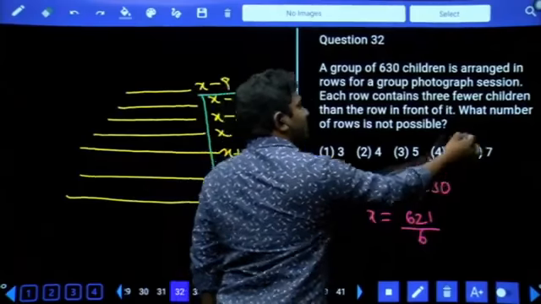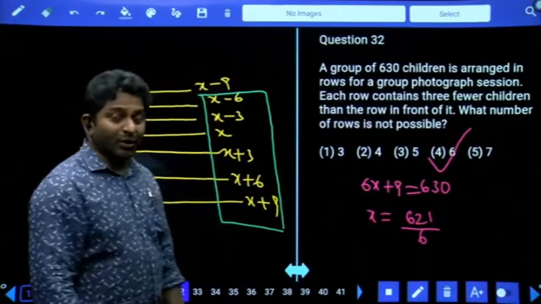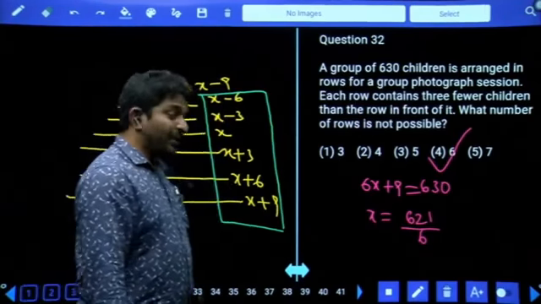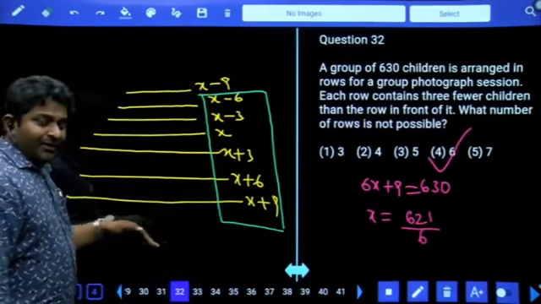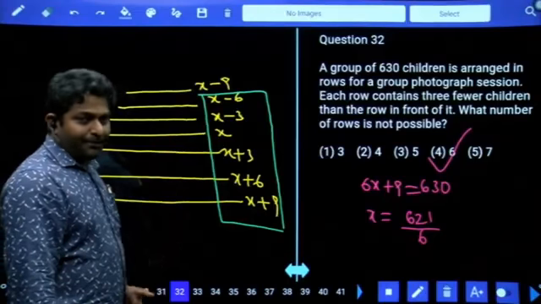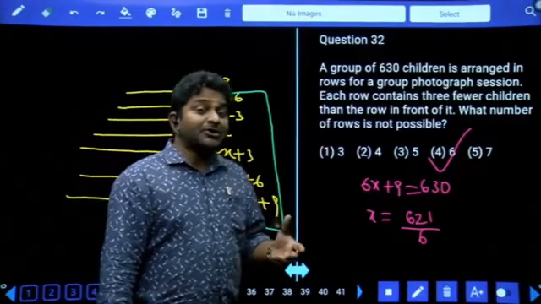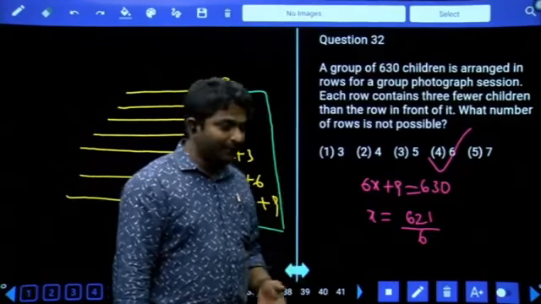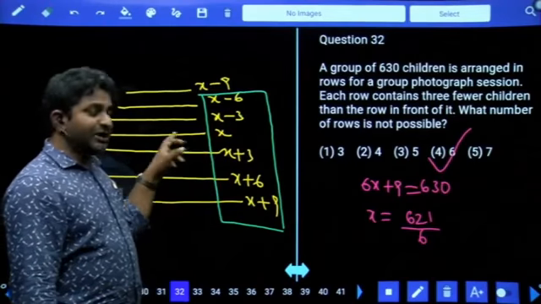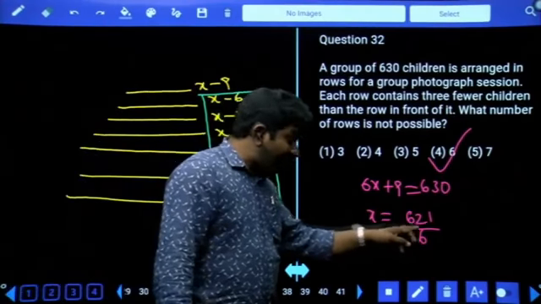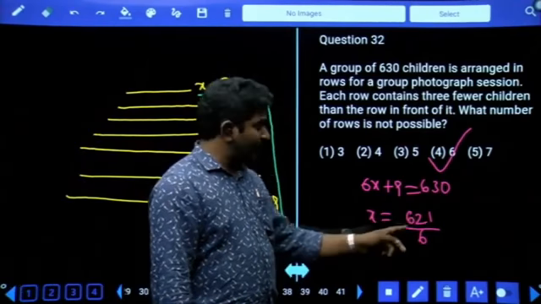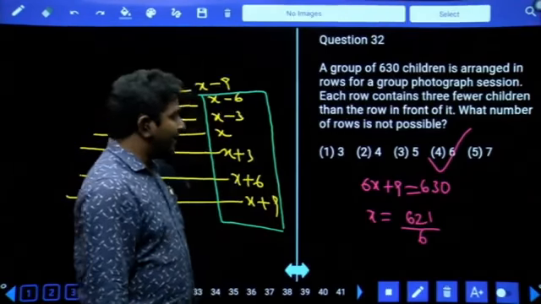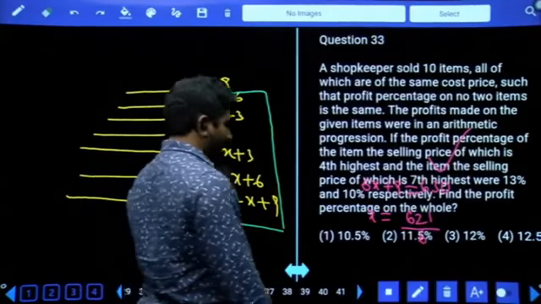So hence, the fourth option, 6 rows, is not at all possible, because when you make students stand in a line, there must be n number of people. That means the number should be an integer, it cannot be a decimal. So x is the number of students per row. So it has to be an integer, but 621 by 6 is not an integer. This is a decimal value. Hence, that is not possible.